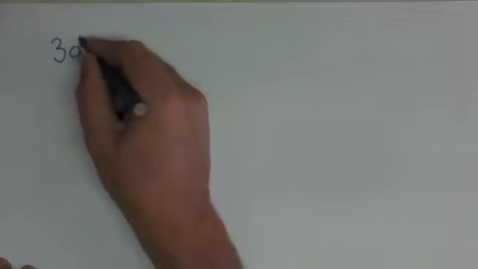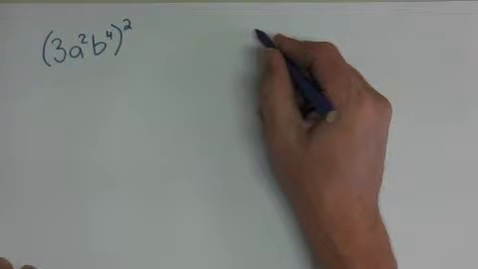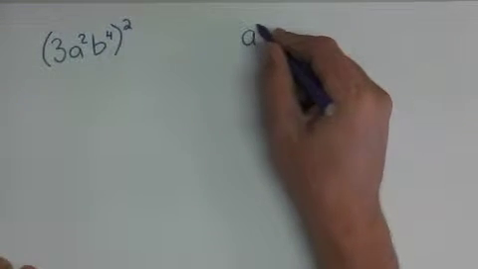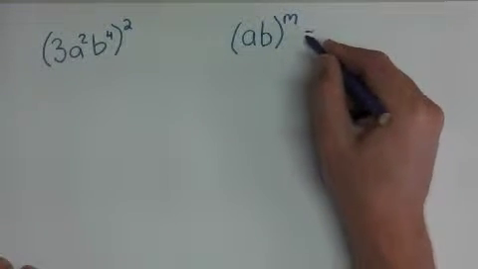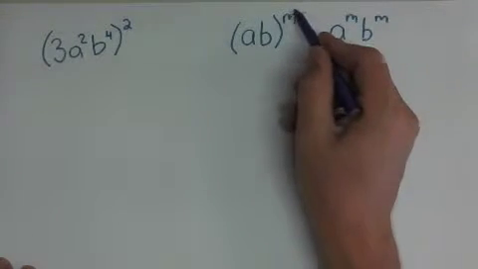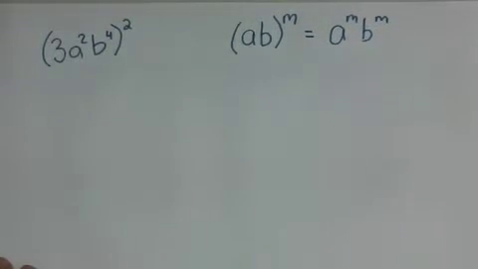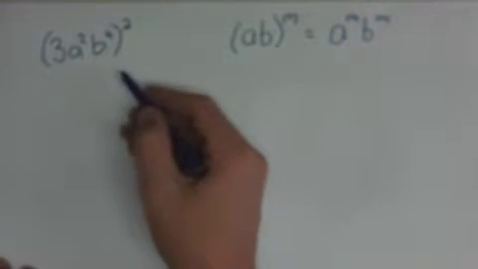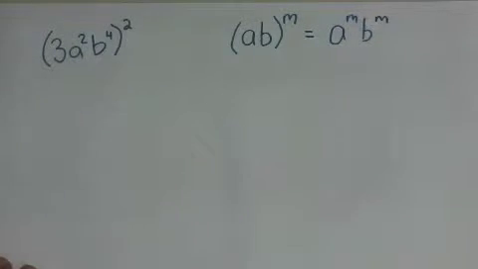If I have (3a squared b to the 4) all to the power of 2, I'm using the indice rule here, which is that (ab) all to the power of m is equal to a to the m, b to the m. So you apply the power that is outside the bracket inside to each of the bases that we have. Using that understanding here would mean I'd apply this power of 2 to each of these parts inside the brackets.